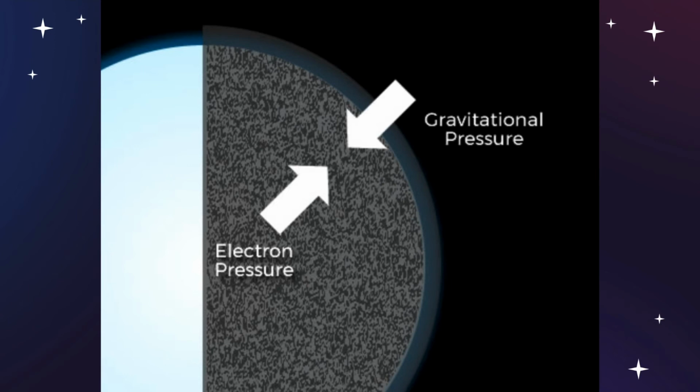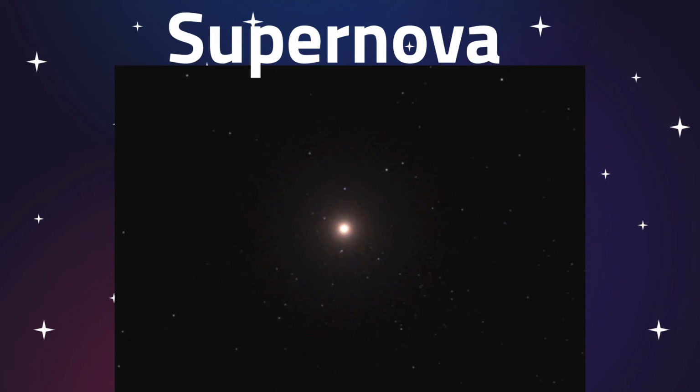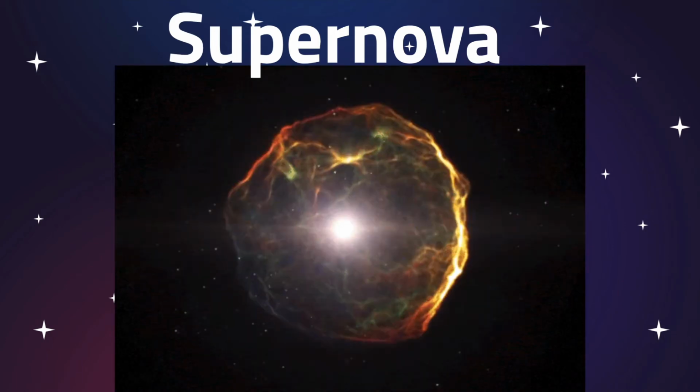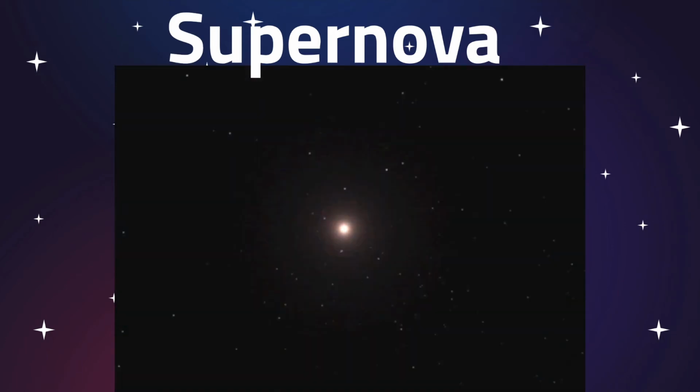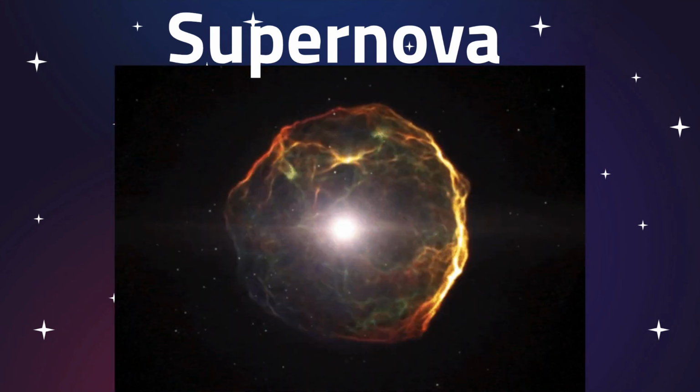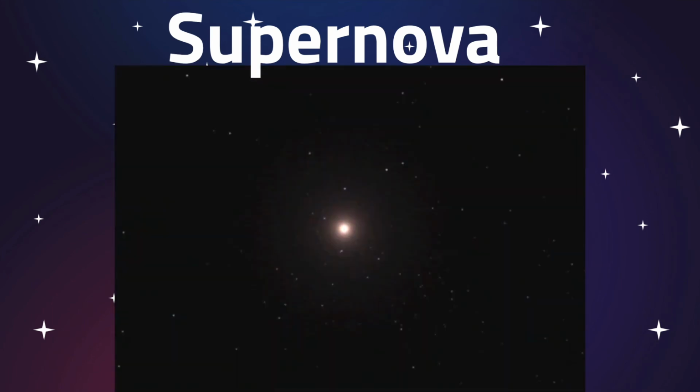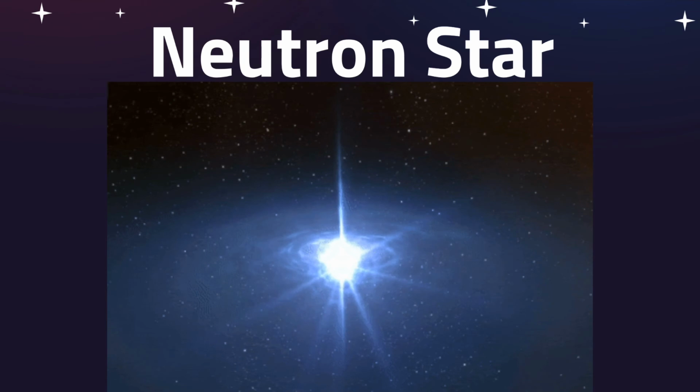Gravity now wins, so the core collapses immediately, protons and electrons forming neutrons and neutrinos. This is a supernova, a powerful and luminous stellar explosion, reaching high temperatures and high luminosities. Then, a hard ball of neutrons with a diameter of 10 km is formed, sustained by the neutron degeneracy pressure: a neutron star.